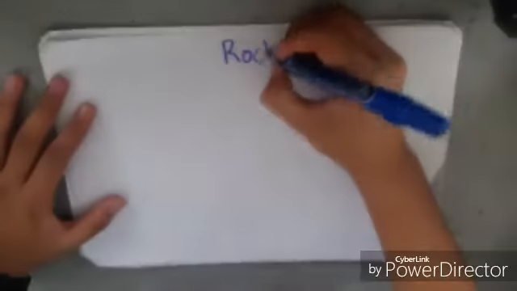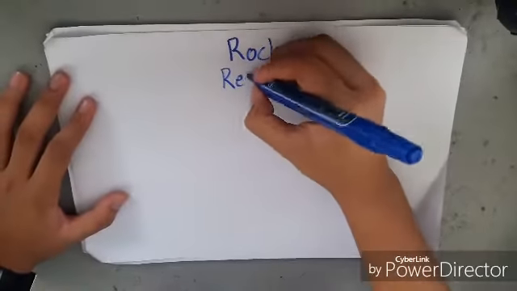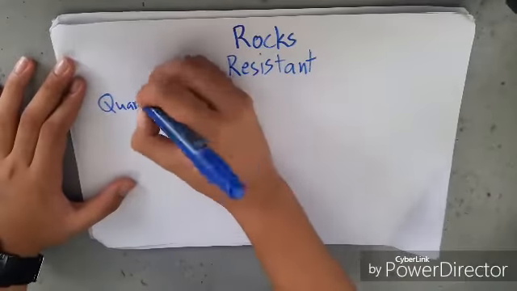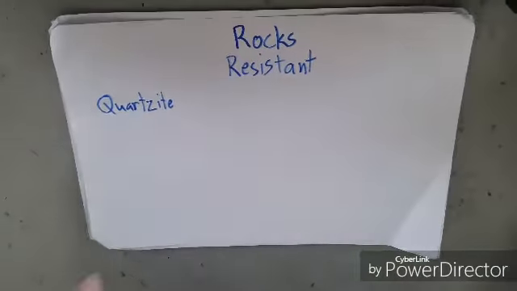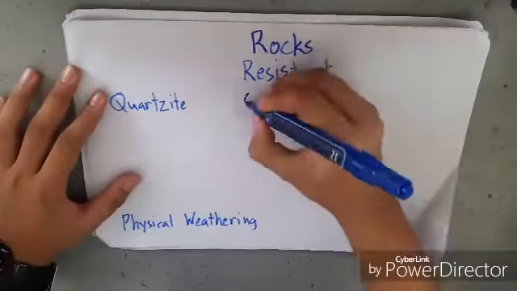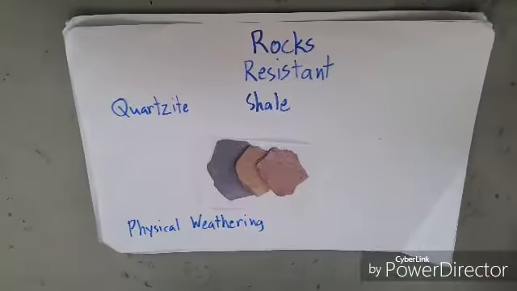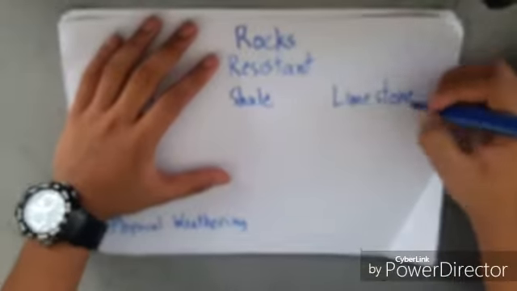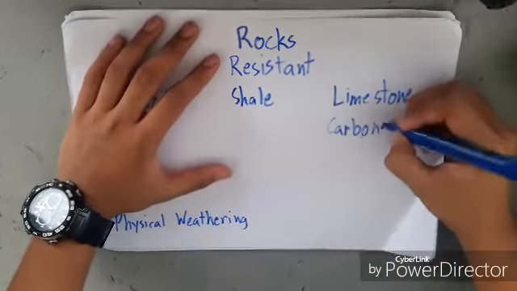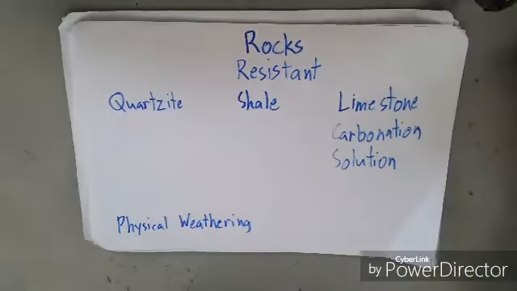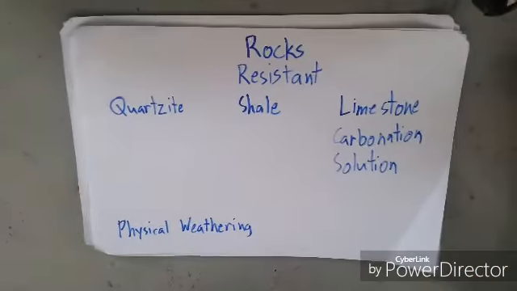Rocks can differ in resistance to weathering. An example is quartzite. It is chemically inert and harder than steel, but it is brittle and can be fractured by physical weathering. Shale is chemically inert but mechanically weak, so it goes with physical weathering. In humid regions, limestone is highly susceptible to carbonation and solution, but under arid conditions, limestone is much more resistant.